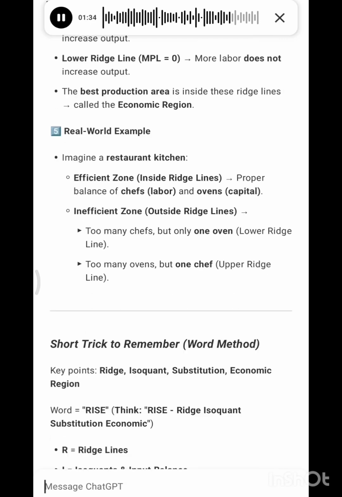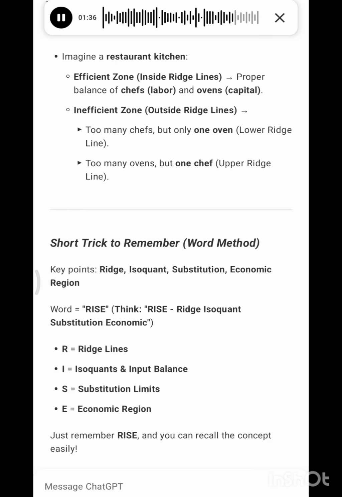Short trick to remember, word method. Key points: ridge, isoquant, substitution, economic region. Word equals RISE. Think RISE: ridge, isoquant, substitution, economic. R equals ridgelines, isoquants, and input balance. S equals substitution limits. E equals economic region. Just remember RISE, and you can recall the concept easily.